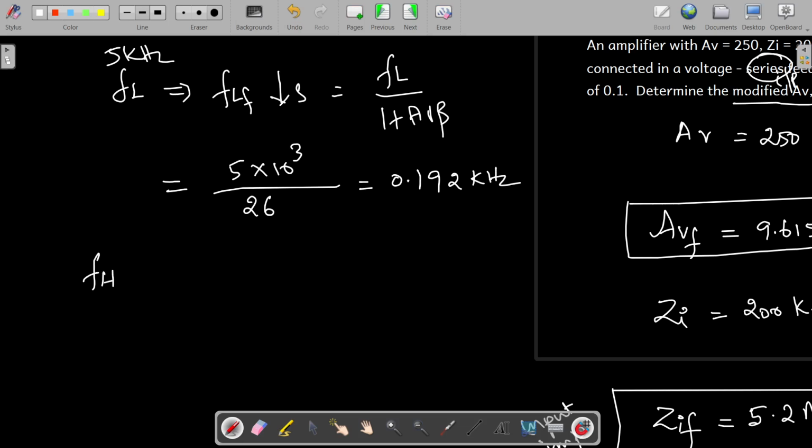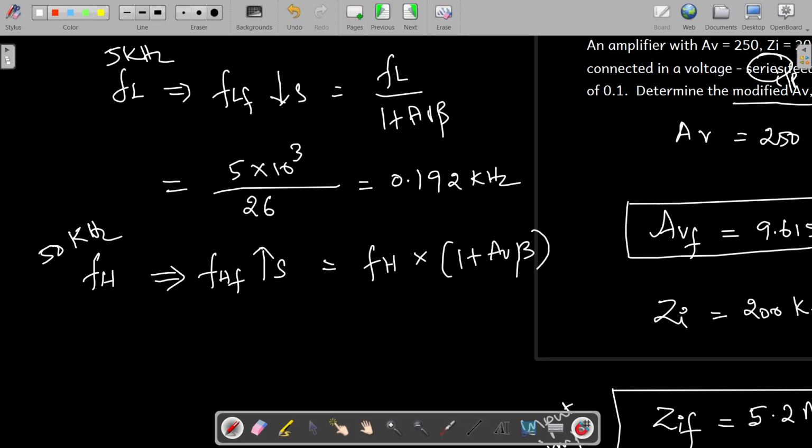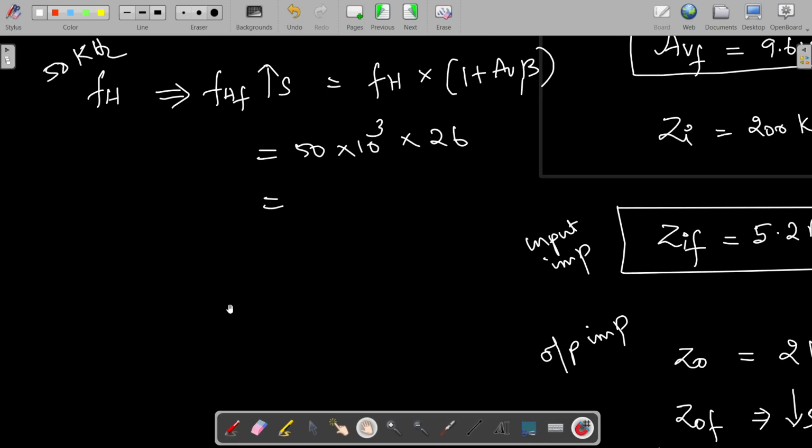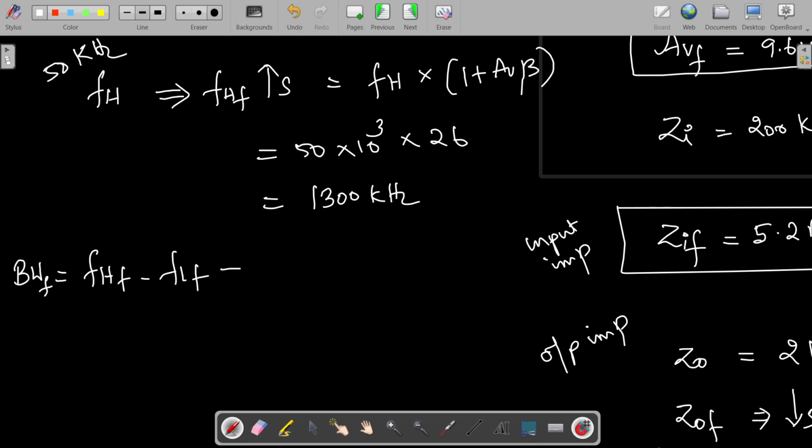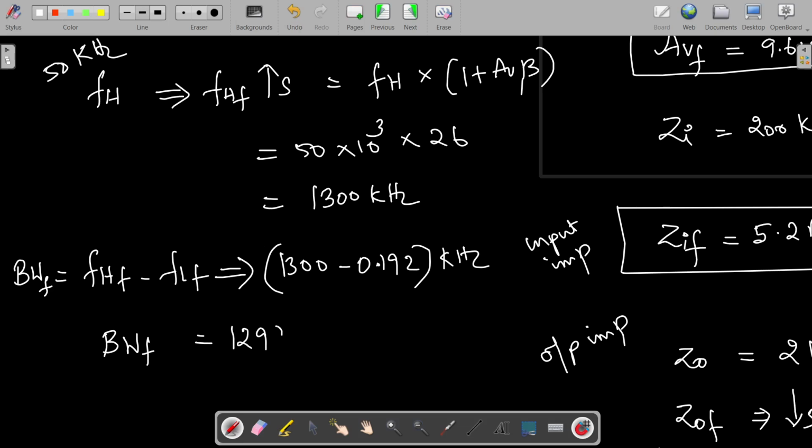Then what happened to FH? Initially FH is 50 kilohertz and this is increasing, right? That means we have to multiply FH by the factor 1 plus AV beta. So 50 into 10 power 3 multiplied by 26, and we got 1300 kilohertz. Now you can find the range: FHF minus FLF gives you the bandwidth with feedback. That is 1300 minus 0.192 kilohertz, so the bandwidth with feedback is equal to 1299.8 kilohertz.